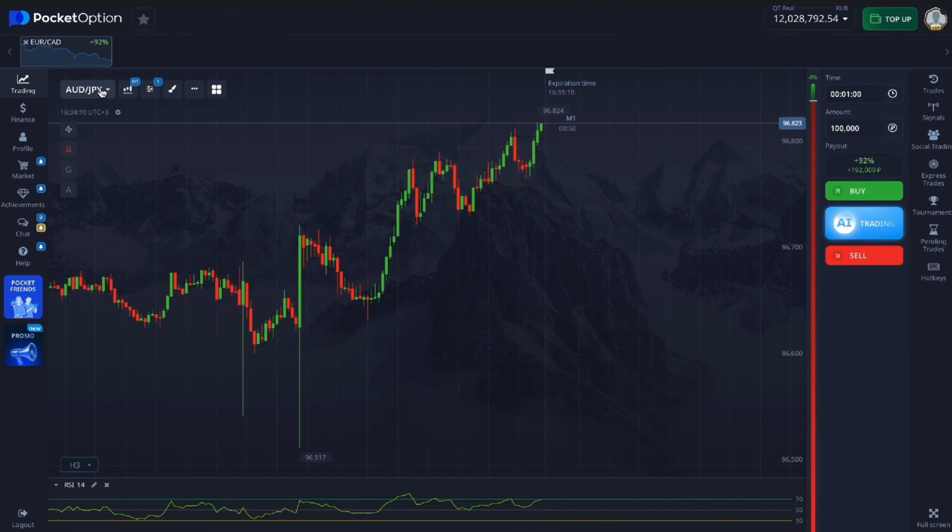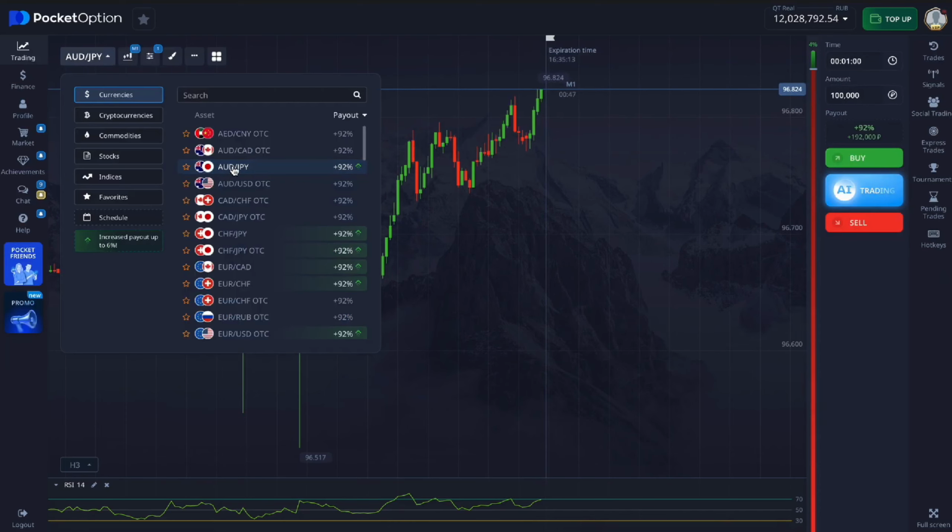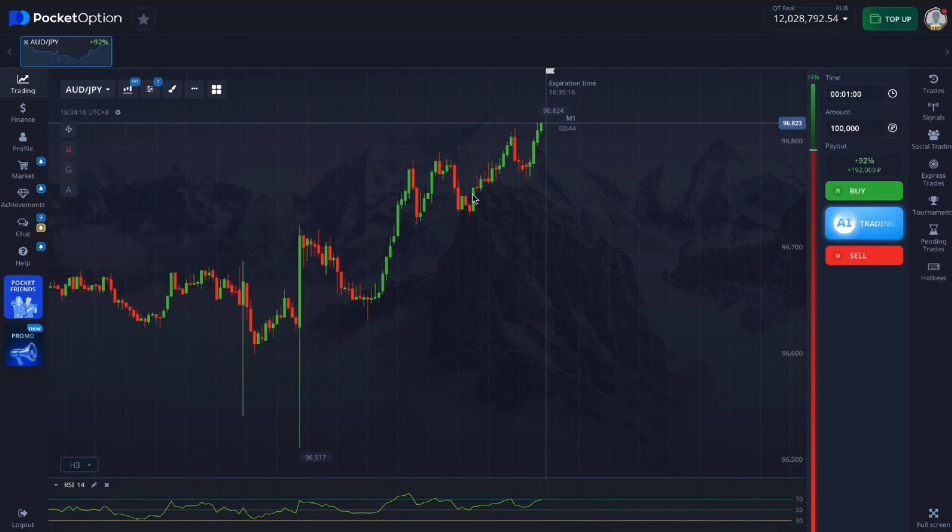So let's add our currency pair to favorites. Let's go over here. Let's remove this. Click on the star and our currency pair is now in favorites.